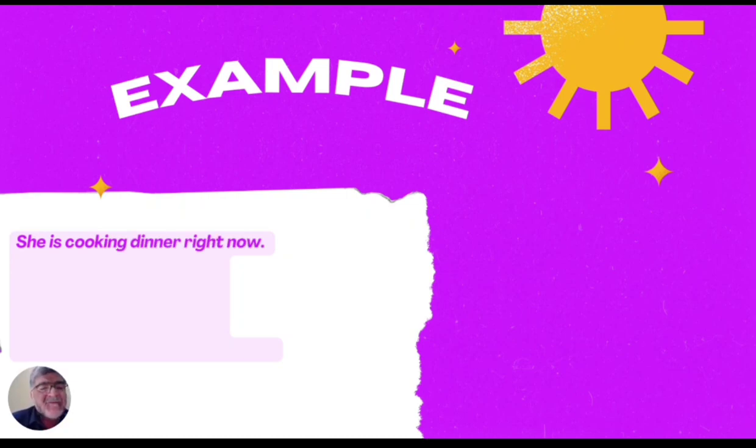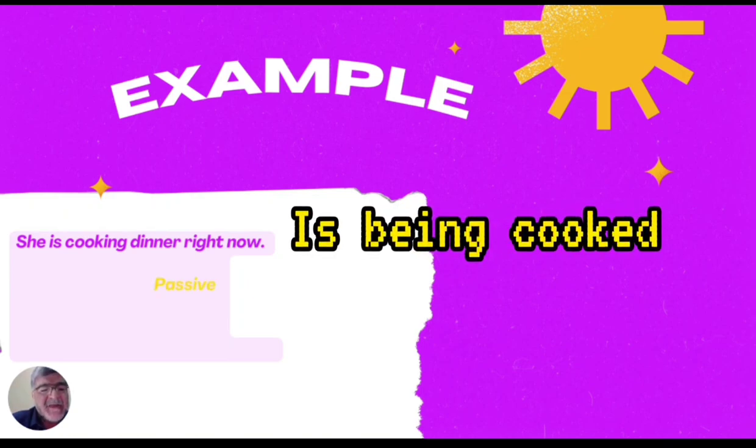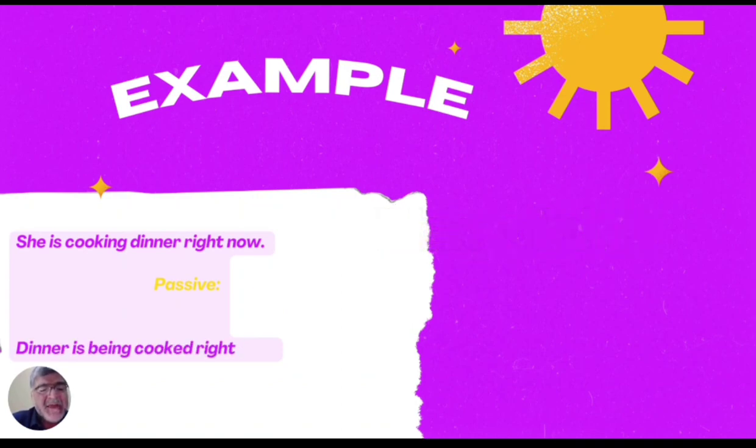She's cooking dinner right now. The passive form is dinner is being cooked. Is being cooked. That's the form of the verb. Is being cooked right now.